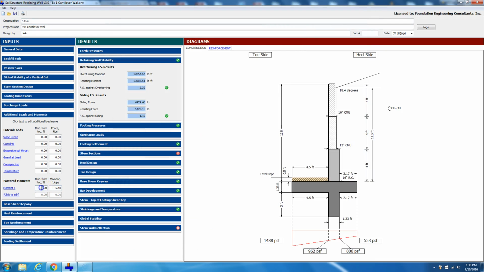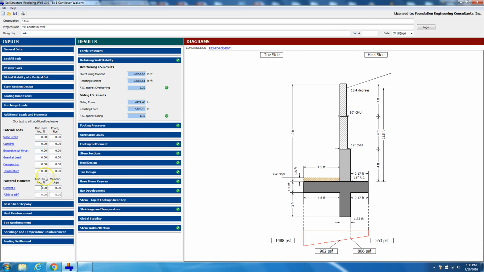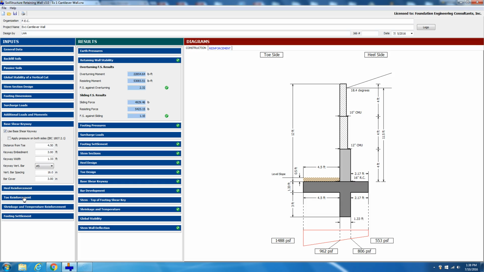But we don't have that, so we can take it out. So as you can see, you have a lot of room to add any kinds of loadings that you can imagine. Okay, the next is use base shear keyway.